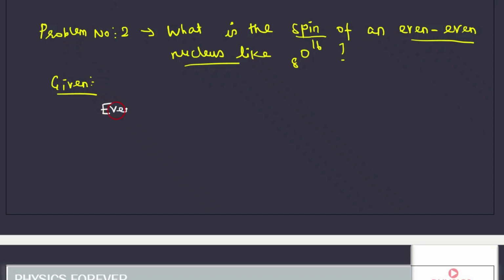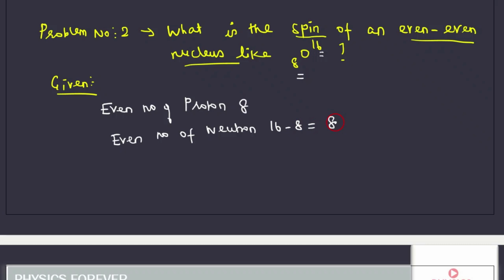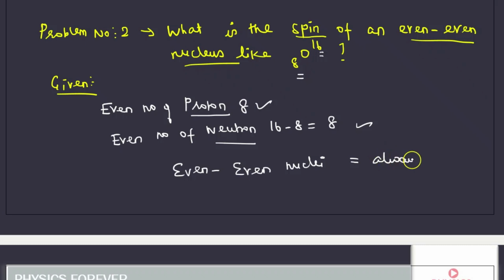For example, here given, what is the even number of protons? The even number of protons is 8. Then the even number of neutrons, that should be 16 minus 8, we get 8. So both proton and neutron numbers are even. So an even nucleus, as we said in the last classes, always has spin 0.